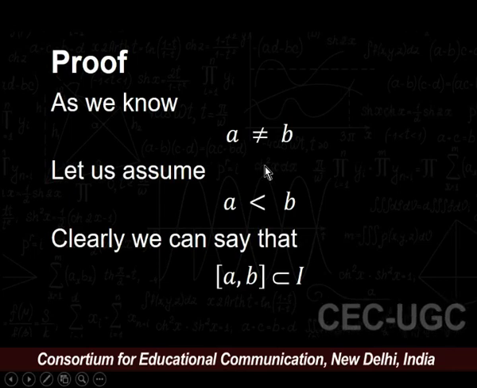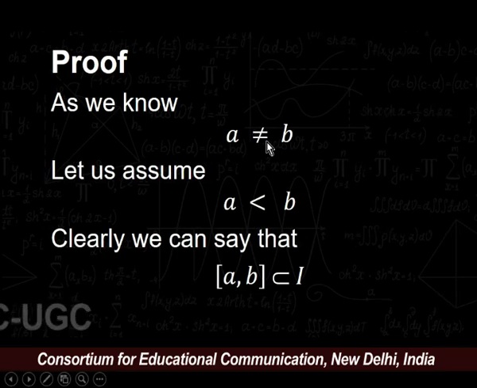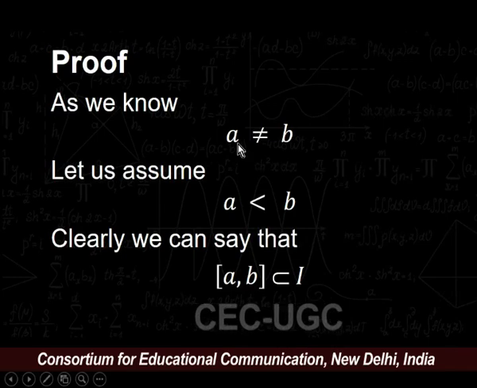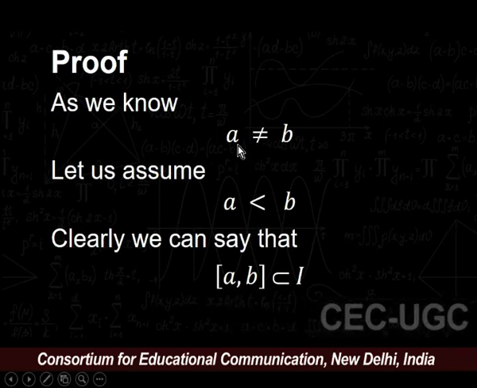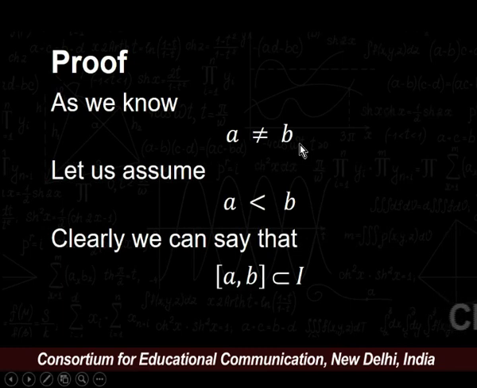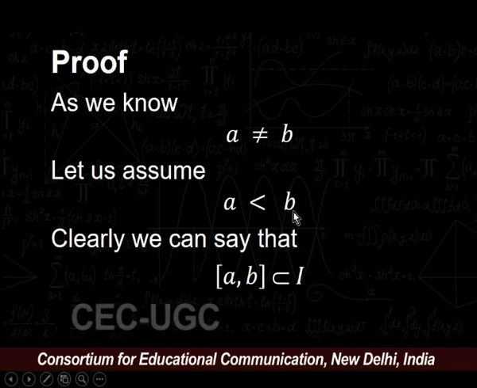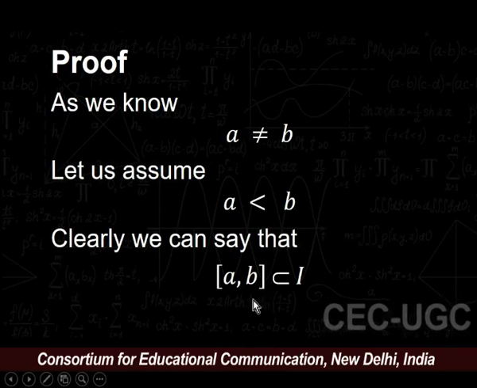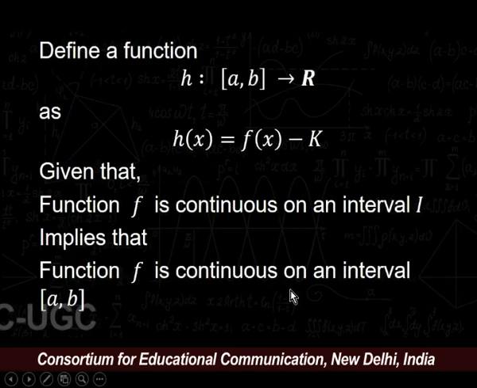Now, let us start with the proof of Bolzano intermediate value theorem. As we know that I is a closed interval a comma b, that means a is not equal to b. So, let us assume a is strictly less than b. Then clearly we can say that the closed interval a comma b is contained in I.